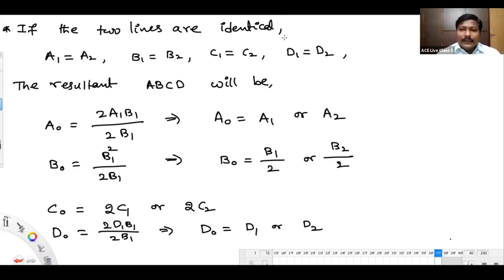So simple. The resultant parameter A naught is not going to be changed, but parameter B naught will become half. Means B naught will become half of the original value, and C naught will be double the value.